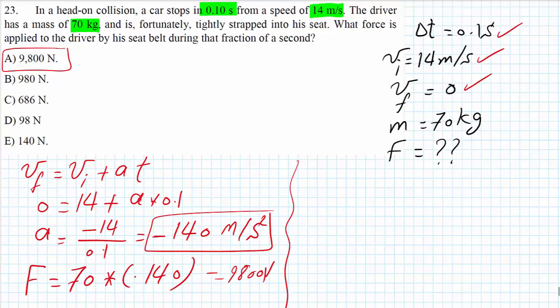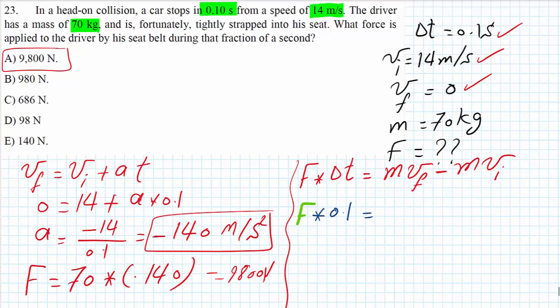What is the second method? We can use the method of impulse and momentum. The force times delta T, this is the impulse, equals the change in momentum. So it's m v final minus m v initial. F is the required, which we don't know. Time is 0.1 second. The mass, we can take it common factor, which is 70. V final is 0 minus V initial is 14.